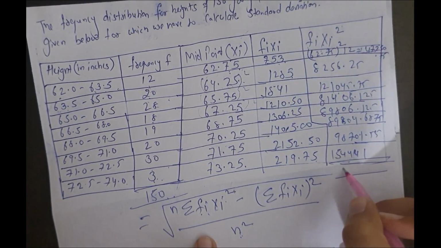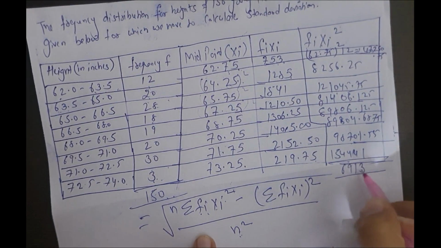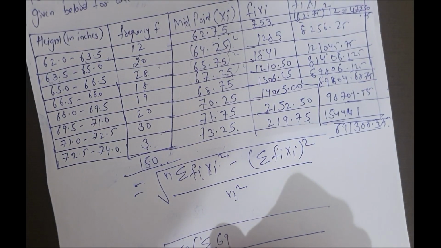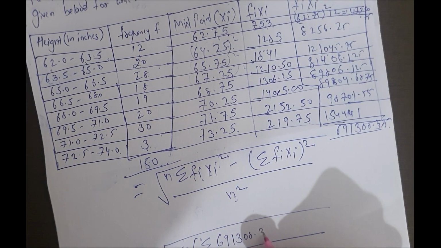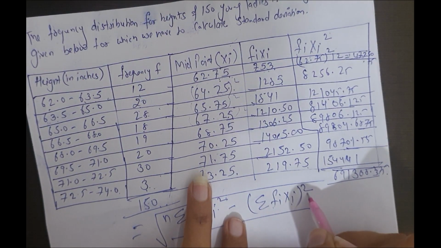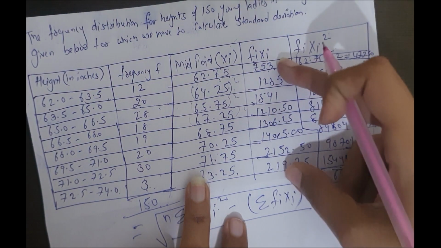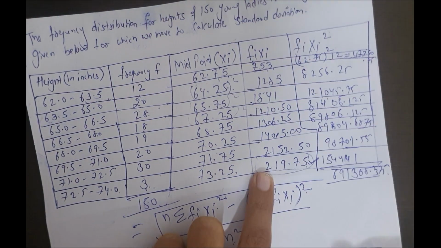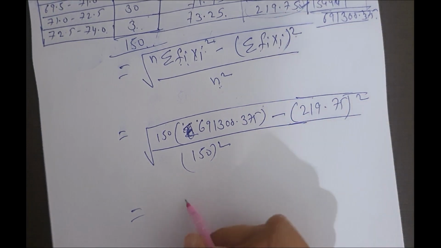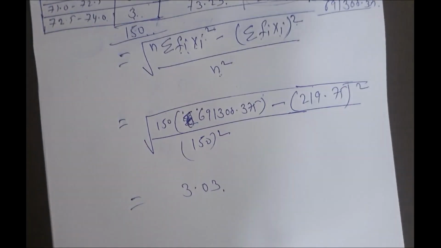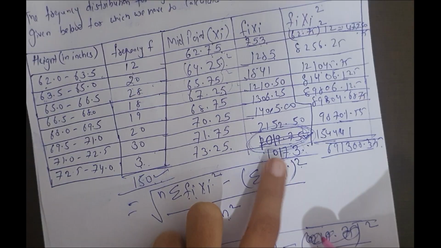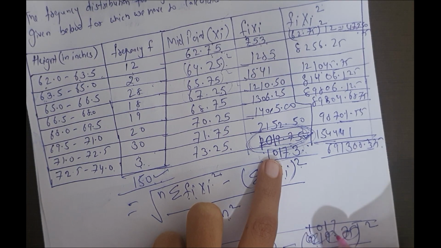Now plus this is summation of fi xi whole square. This is fi xi, this is summation of fi xi, this is its whole square. Now solve it and the answer will come out to be, if you want to find its variance, this will be 10173.